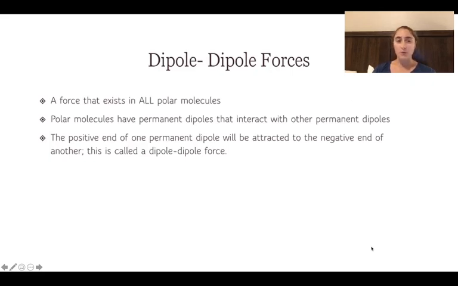Dipole-dipole forces are a force that exists in all polar molecules. Remember, in polar molecules, we see a dipole moment that exists. So that makes sense. Polar molecules have permanent dipoles, whereas the last one we looked at, London dispersion forces, had temporary dipole moments that only lasted a few seconds. These polar molecules have permanent dipoles, so these forces are slightly stronger than London dispersion forces. Essentially, the positive end of one permanent dipole is going to be lined up with or attracted to the negative end of another, and it's going to create a dipole-dipole force.